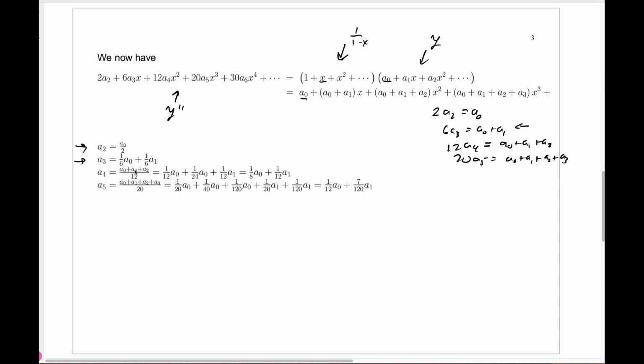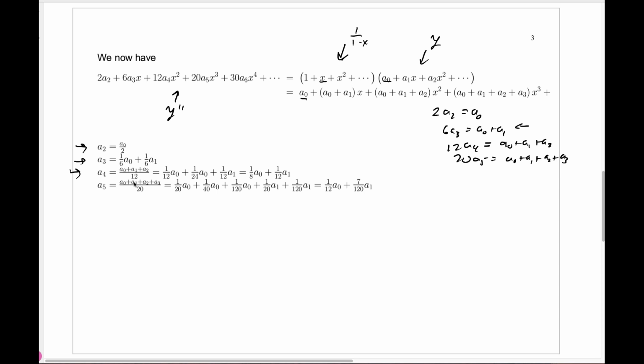a4 is a naught plus a1 plus a2, all of this over 12, which is 1/12 a naught, plus here we have a2 over 12, and a2 is a naught over 2. So this term, the 1/24 a naught, comes from the a2 over 12, and then we have a1 over 12 as well. And we just combine these. The sum of these two terms gives us 1/8 a naught plus 1/12 a1. In other words, we can simplify everything to be some constant times a naught plus some constant times a1 and get rid of all the other a's.